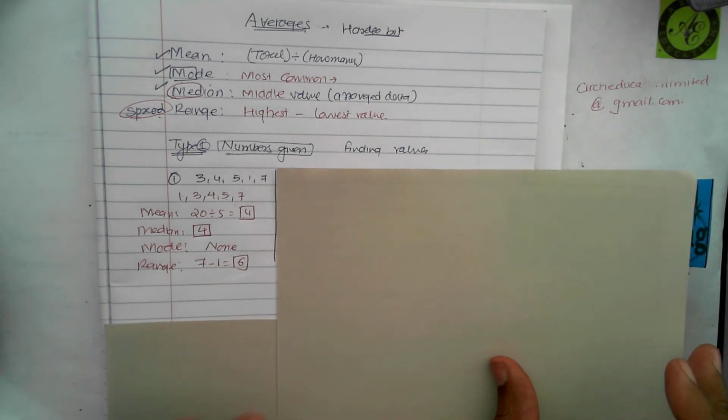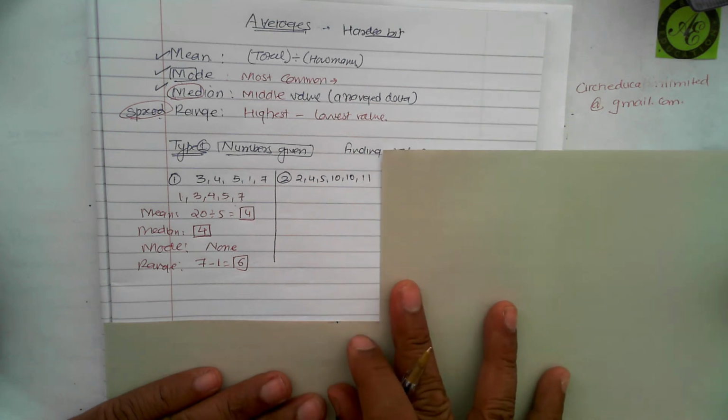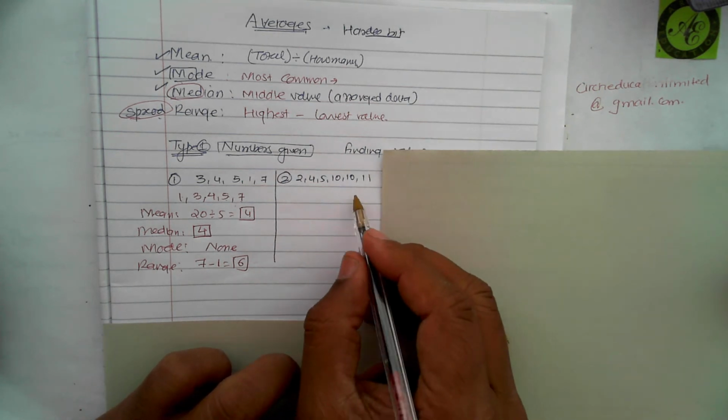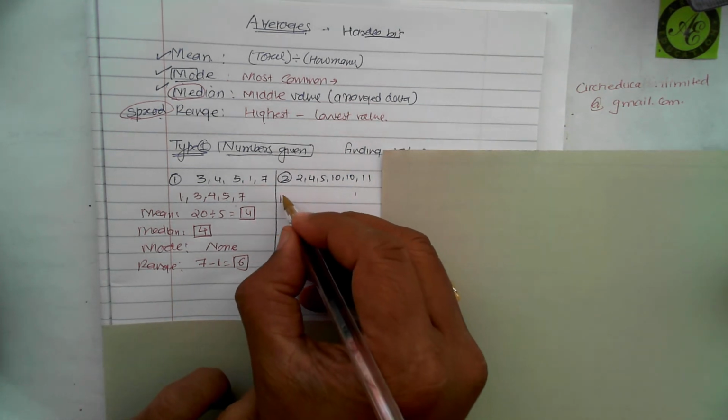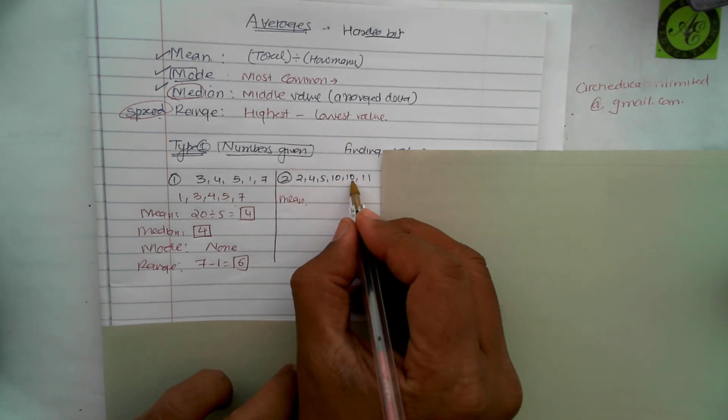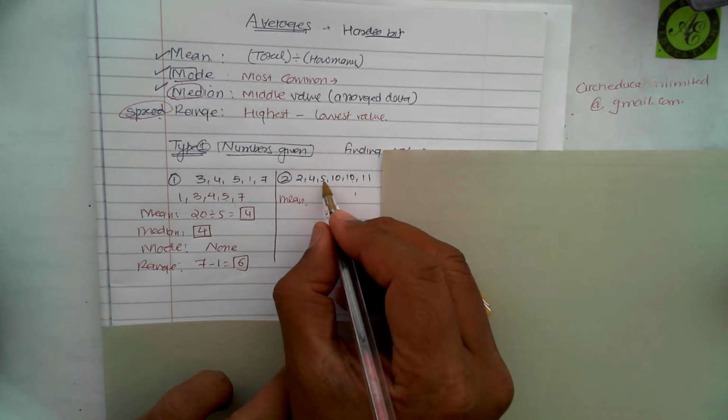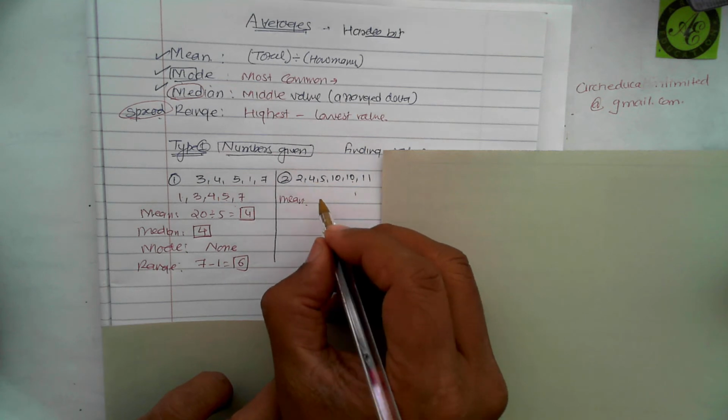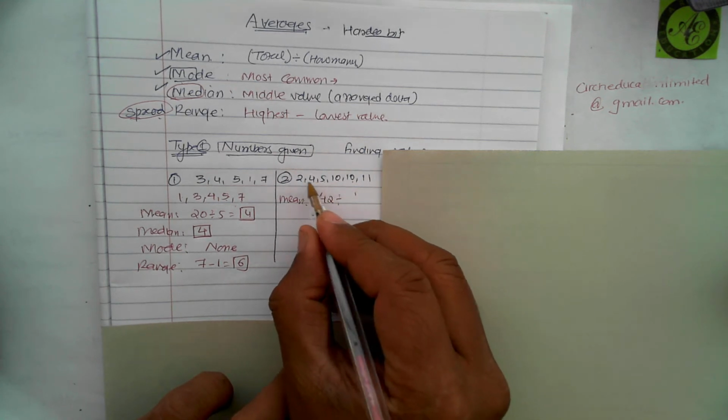Thank you. Next question, check if this is in order: 2, 4, 5, 10, 10, 10. This is in order. Alright guys, so the mean is, we add them all together. This is 21, 31, 36, 40 and 42. So 42 divided by how many? There are 6 of them.